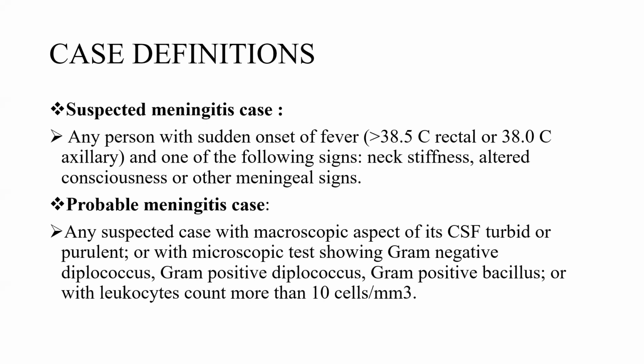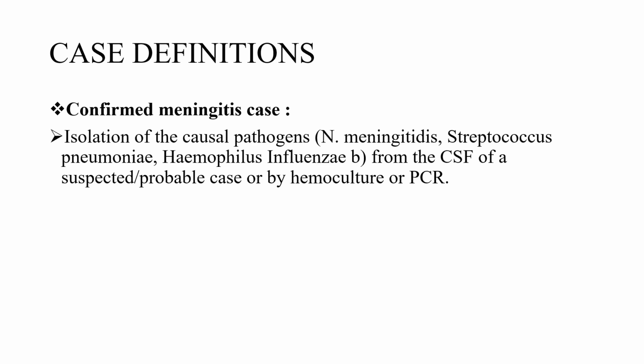Then a probable case is any suspected case where on lumbar puncture for CSF, the CSF macroscopically appears turbid or purulent, or on microscopy showing gram-negative diplococcus, gram-positive diplococcus, gram-positive bacillus, or when the leukocyte count is more than 10 cells per cubic millimeter. So a confirmed case then is when there is isolation of the causal pathogen, that is either Neisseria meningitidis, Streptococcus pneumoniae, or Haemophilus influenzae from CSF of a suspected or probable case, or by a hemoculture or a PCR.